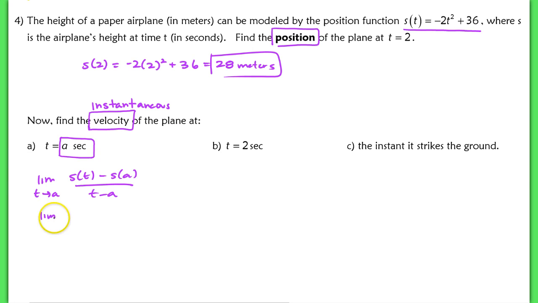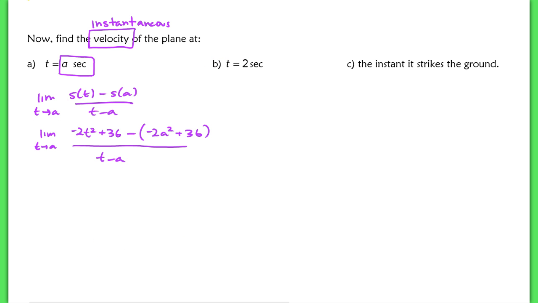So I have the limit as t approaches a of s of t, which is negative 2t squared plus 36, and then s of a, so I have to subtract this, will be negative 2a squared plus 36. This is all over t minus a. As you can see, if I distribute that negative here, the 36 is going to cancel, and I'm going to be left with the limit as t approaches a of negative 2t squared plus 2a squared over t minus a.